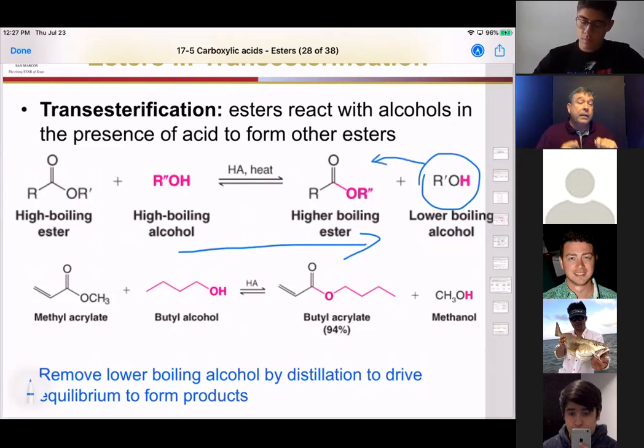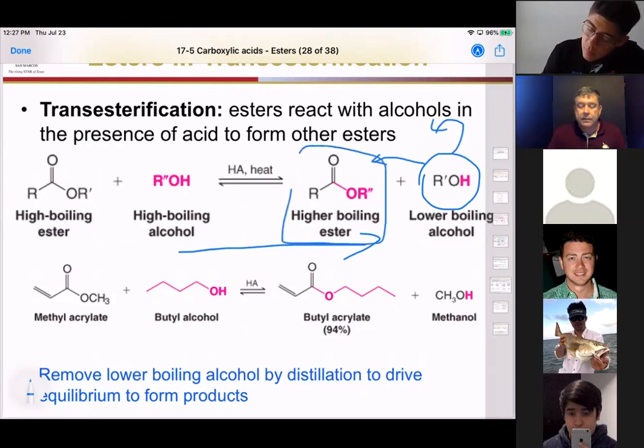So this is really, really commonly done in industry because you end up being able to regain this material to use in some other process, and you get your higher boiling or the desired carboxylic acid ester with just a drop of acid in it somewhere.